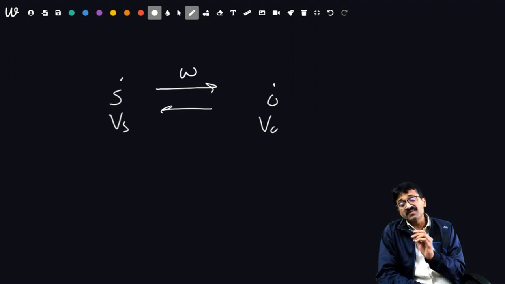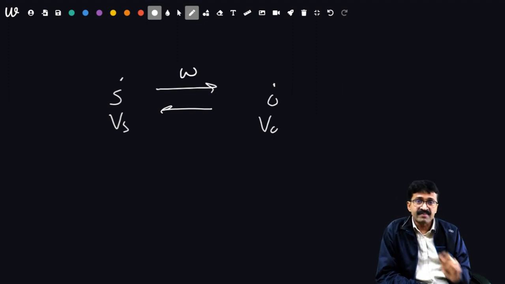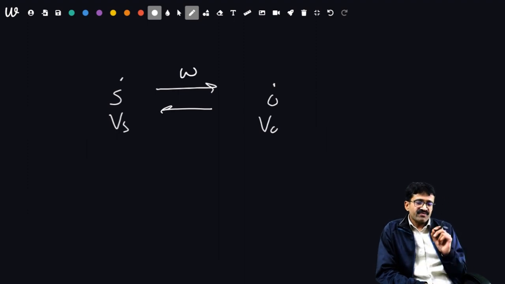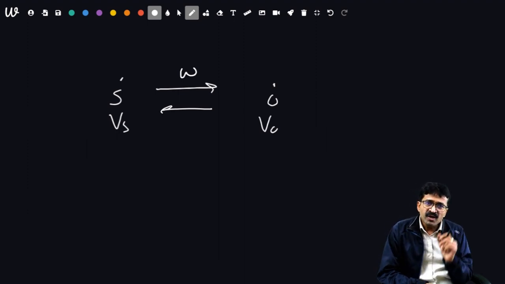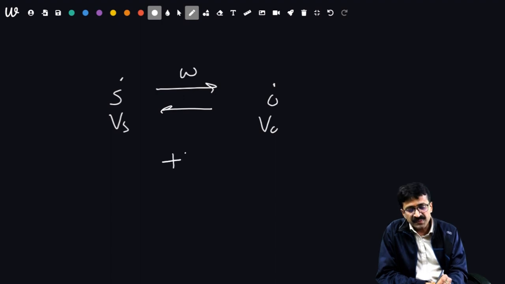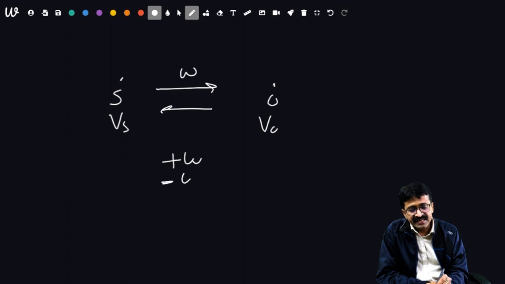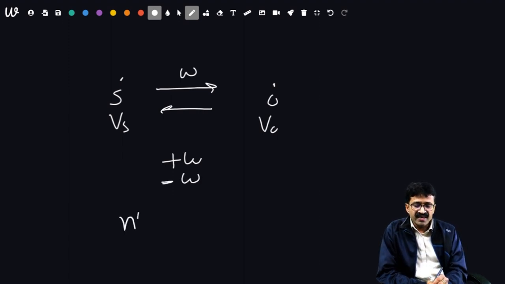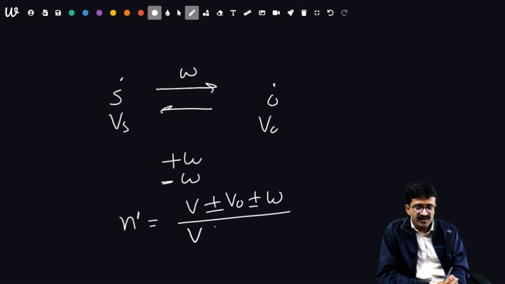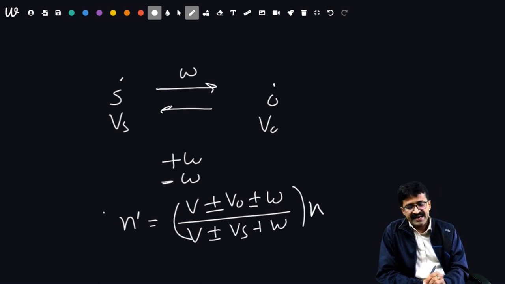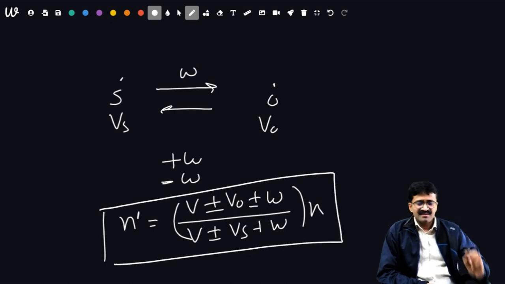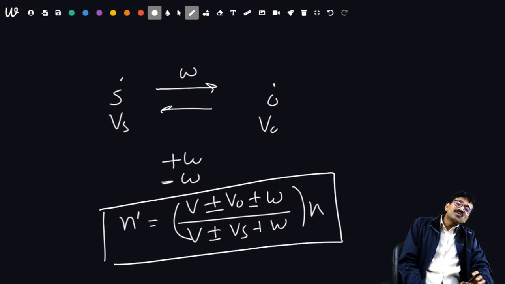But when the medium is moving, we have to keep two things in mind. One is, if the medium is moving along the direction of sound, take a positive sign for the speed of the medium. If the medium is moving opposite to the direction of sound, take a negative sign. Then the result is N dash equal to (V plus or minus Vo plus or minus W) upon (V plus or minus Vs plus or minus W) into N. This is the overall result, which can be used in any case.